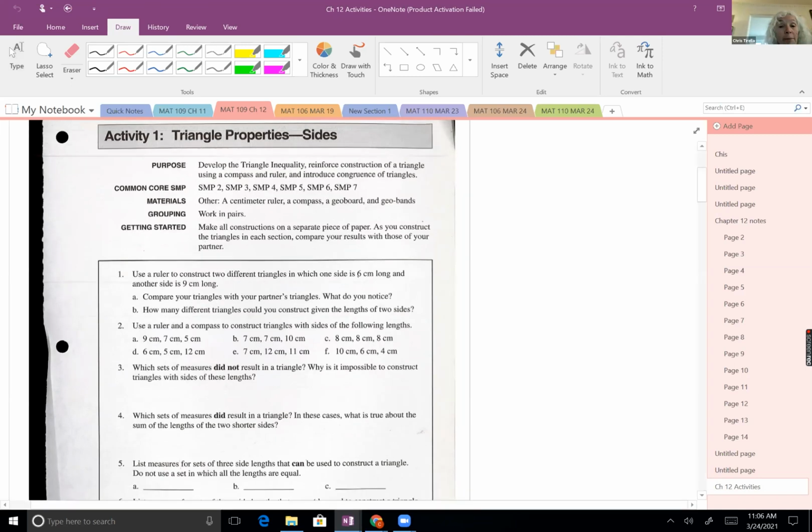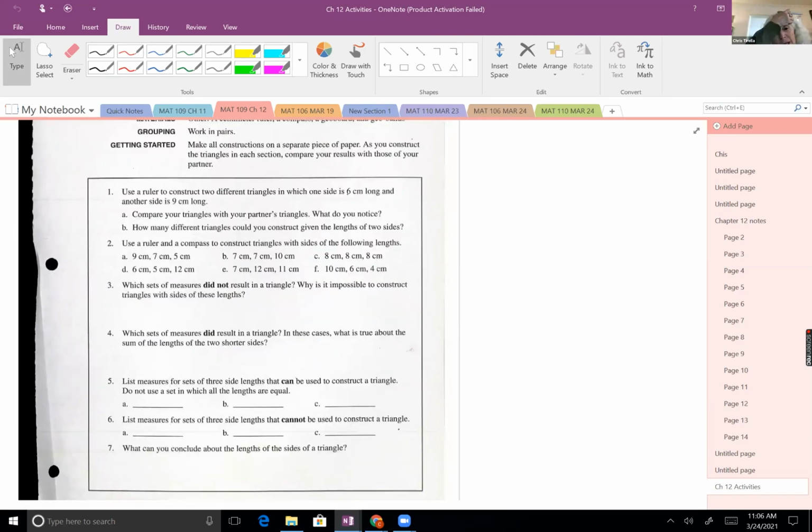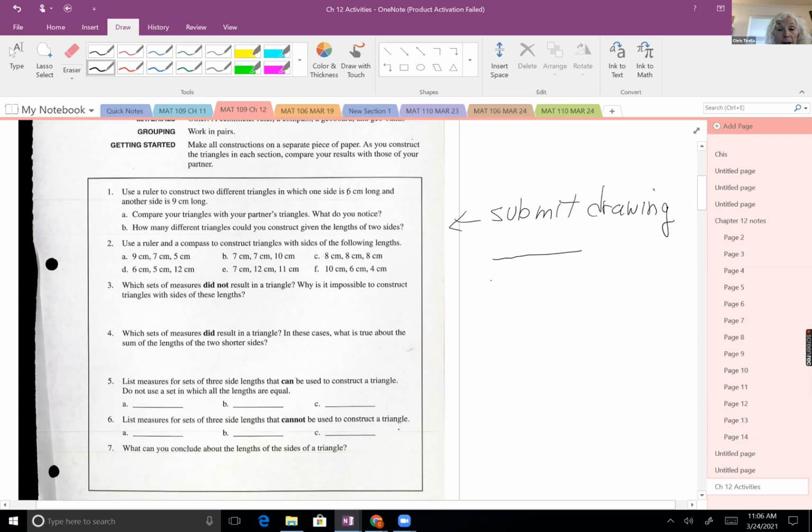Okay, well, first of all, with this first activity, you have to draw a lot of triangles. And I'm going to ask that you please submit your drawings with your work. For example, I'm going to pick the 8, 8, and 8. Now let's do one of the ones that's different. You're going to draw 3 lines. One's going to be 7 centimeters. I'm looking at E. One's going to be 12 centimeters. One's going to be 11 centimeters.